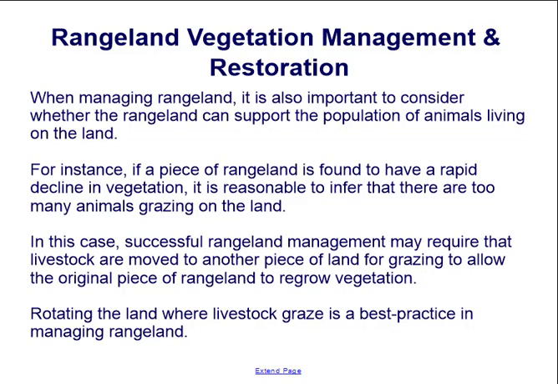Rangeland vegetation management and restoration. When managing rangeland, it is also important to consider whether the rangeland can support the population of animals living on the land. For instance, if a piece of rangeland is found to have a rapid decline in vegetation, it is reasonable to infer that there are too many animals grazing on the land. In this case, successful rangeland management may require that livestock are moved to another piece of land for grazing to allow the original piece of rangeland to regrow vegetation. Rotating the land where livestock graze is the best practice in managing rangeland.